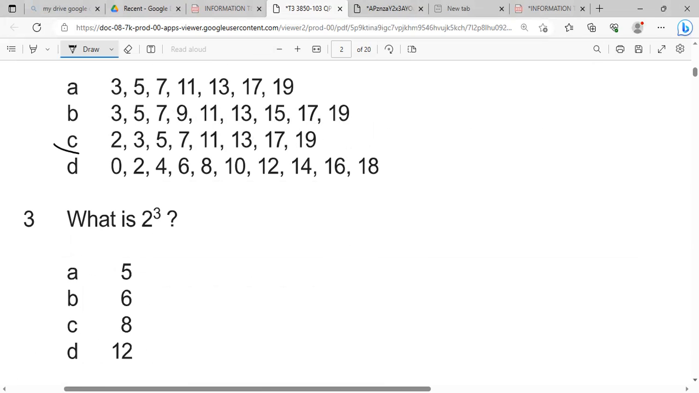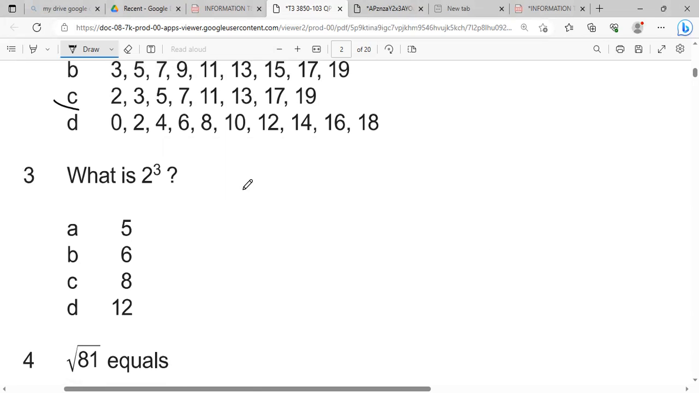Number 3 says, what is 2 raised to the third power? Now this would be 2 times 2 times 2. 2 2s are 4, and that gives us 2 4s are 8.